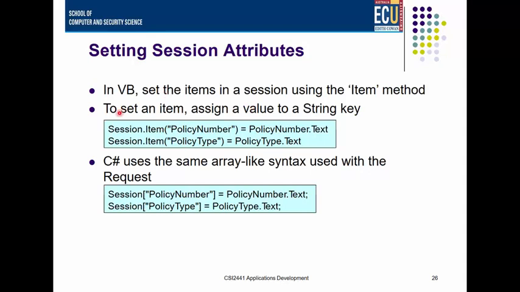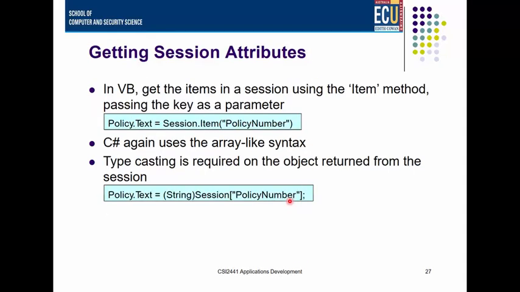So how can we set values to the session? Basically, this is in VB. Session is the object and Item is the method. This is the name of that session variable, the key, and this would be the value, a key-value pair. PolicyNumber is the control, and .Text is an attribute through which we can access the values. In C#, you can create a session variable this way: we are creating a policy number session and we are assigning a value.